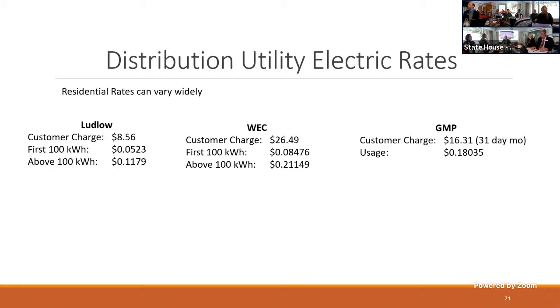GMP is kind of in the middle of the range, about $16 a month as a customer charge, with your usage at 18 cents. And they don't have that kind of separate 100 kilowatt hours first. And then WEC has that first 100 kilowatt hours, has a customer charge a little over $25 a month, and then above 100 kilowatt hours is at 21 cents.